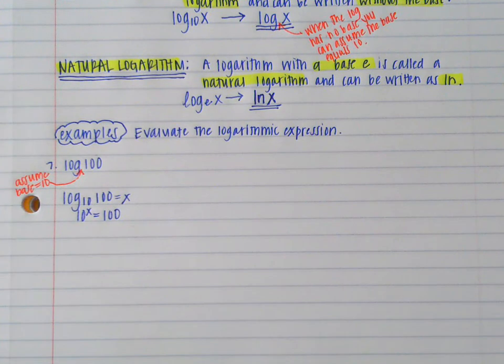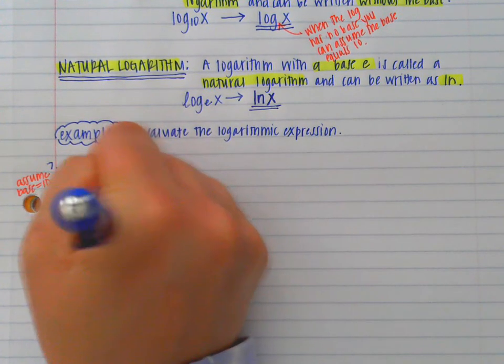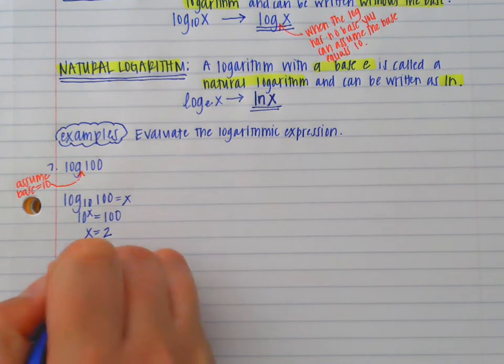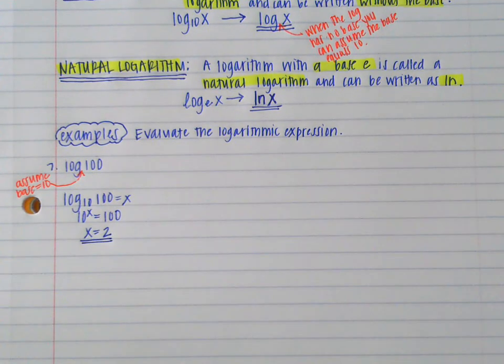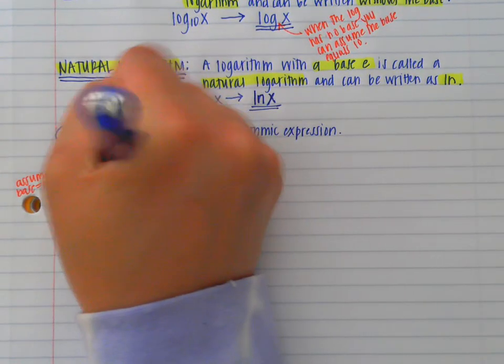And so I'm thinking, 10 to the what power gets me 100? Well, think about it. Pause me and think about it. X should be equal to 2. So that tells me, well, what does log of 100 equal? Log 100 equals 2.